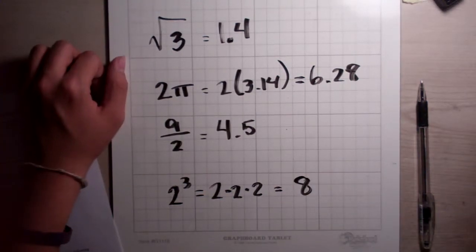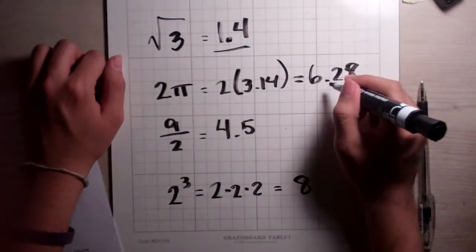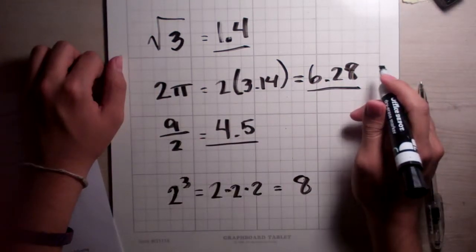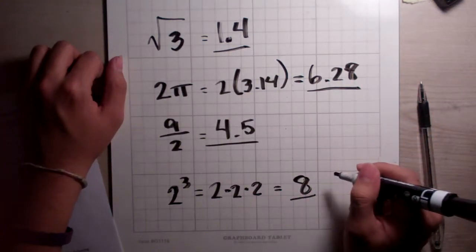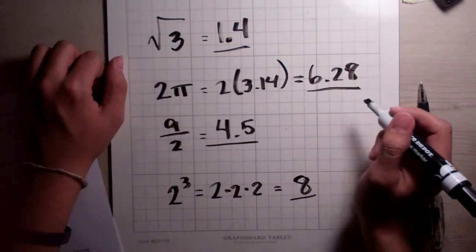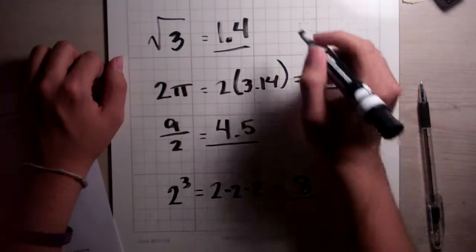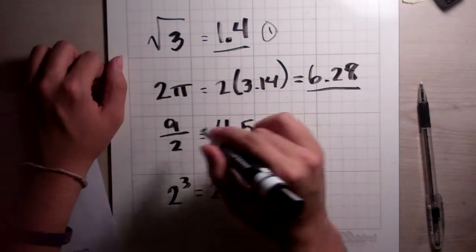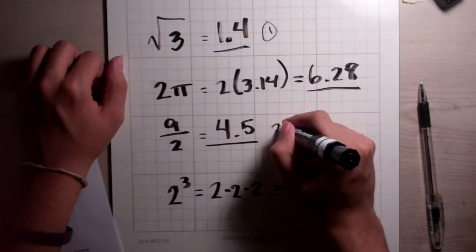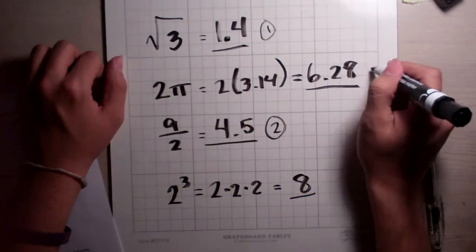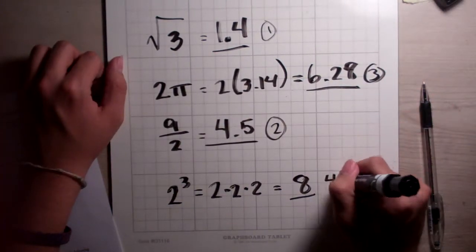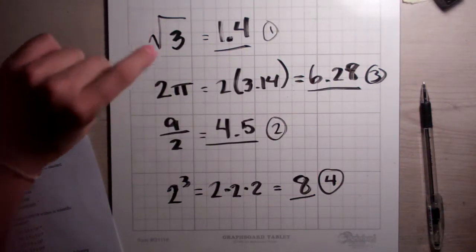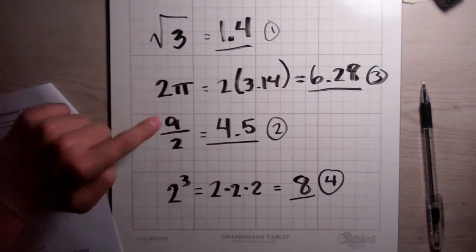Okay, finally we have all our numbers here. We have 1.4, 6 and 28 hundredths, 4 and 5 tenths, and 8. Which one comes in first place? Looks like this one's in first place. Second place is this 9 halves. Next one is right over here. And fourth place is this 8 over here. So it should go square root of 3, 9 halves, 2 pi, and 2 to the third power.